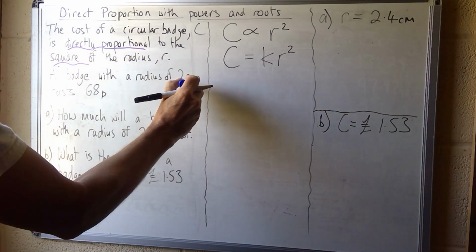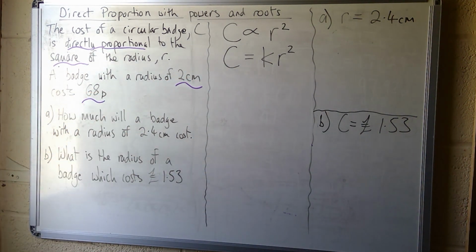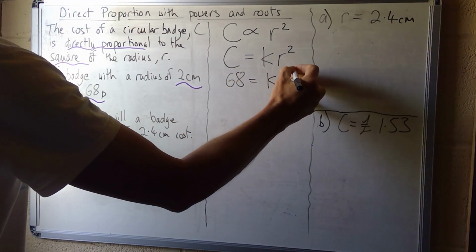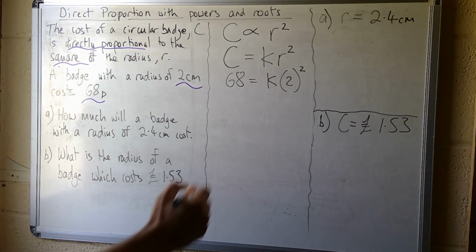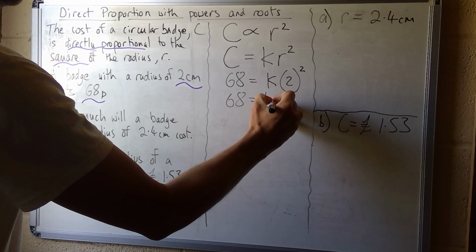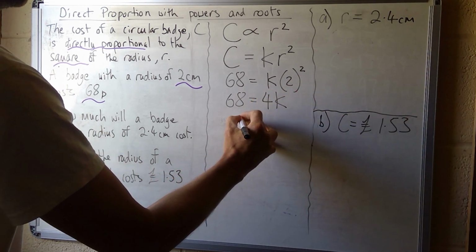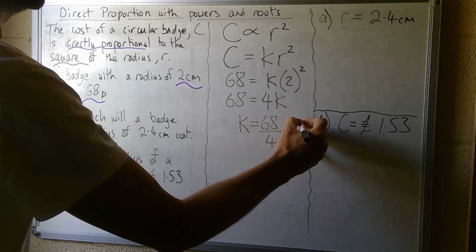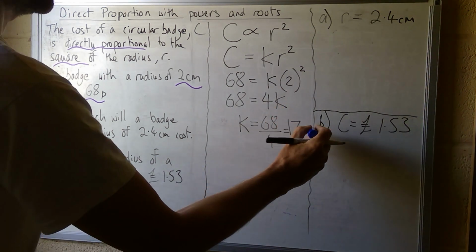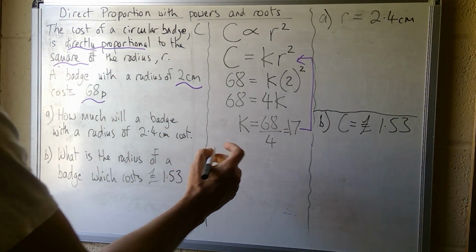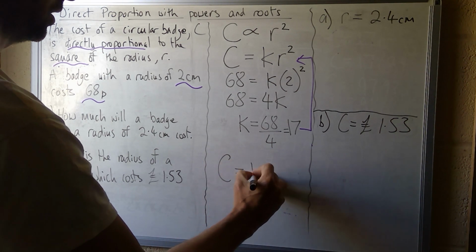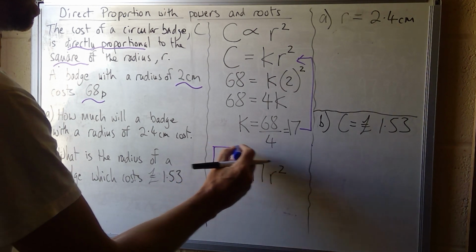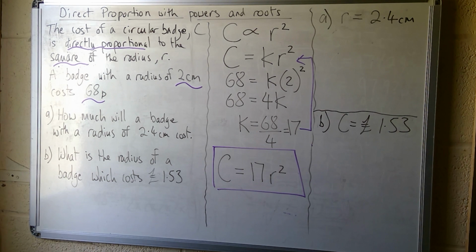We've got some values given to us. So the radius is 2 centimeters, the cost is 68 pence. So 68 equals k times 2 squared. Don't forget to square that. 2 squared is of course 4. So rearranging this, we get k equals 68 over 4, which is 17. We then substitute that back into our original formula, and we get the cost C equals 17 r squared. So 17 times the square of the radius. And that's the formula that we're now going to be using.